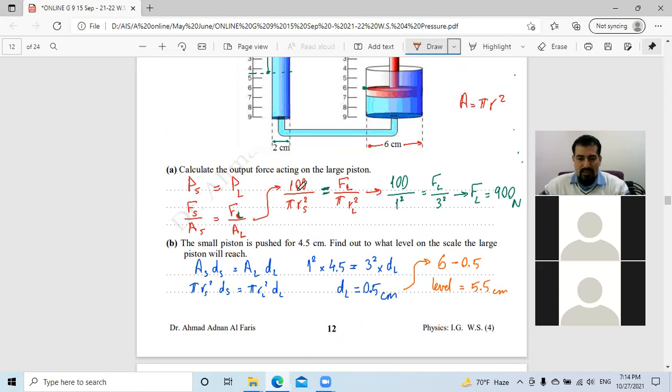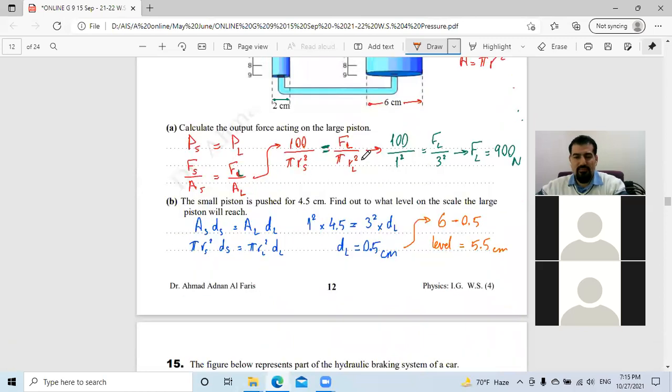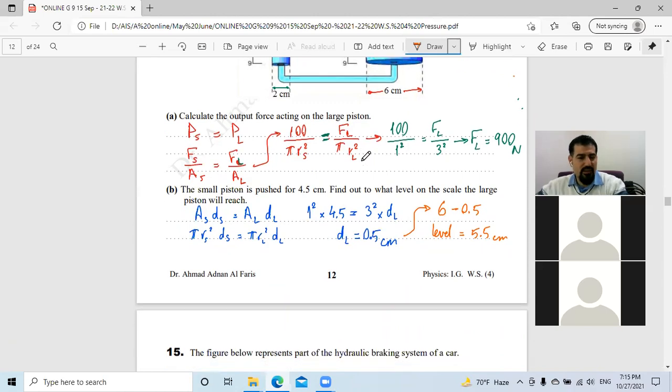Why do I subtract? Because it will move up, and as you can see it will move up by a half. The scale decreases whenever you go up, it doesn't increase going down. So I will not add, I will subtract. Thank you, Marwan. Yes, it is a tricky question.